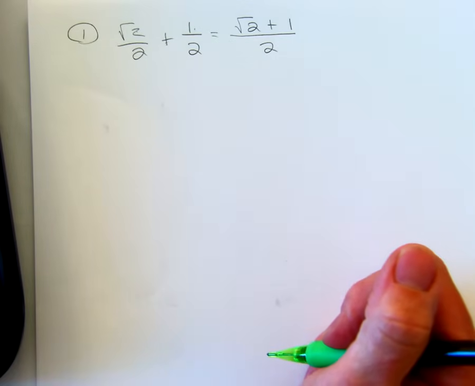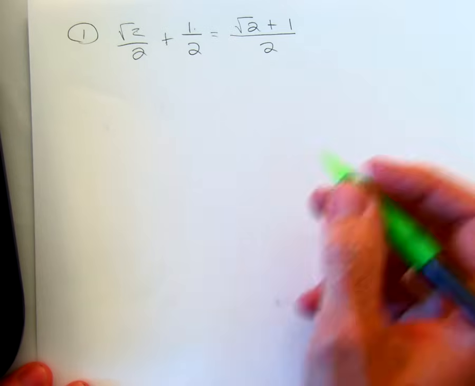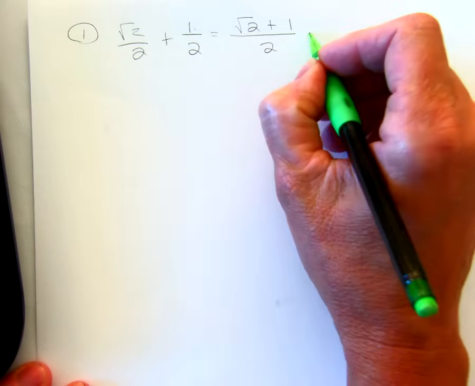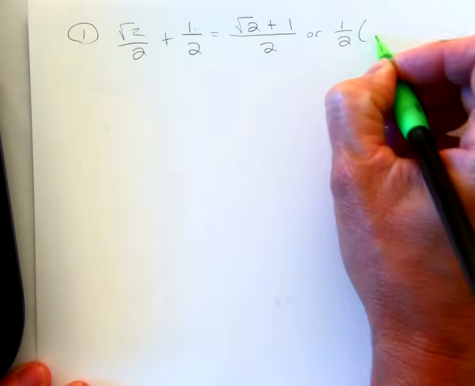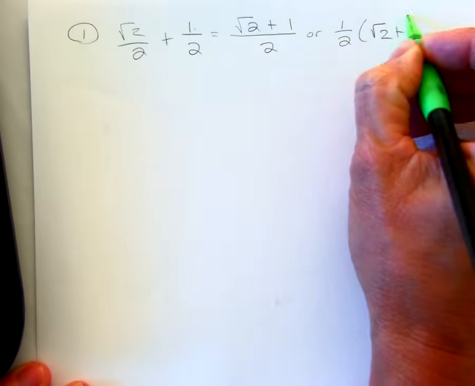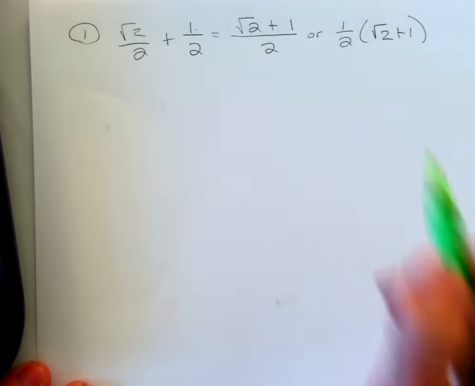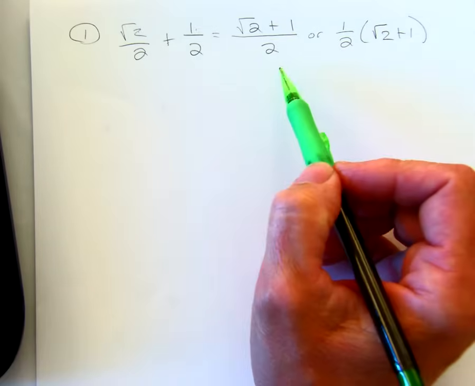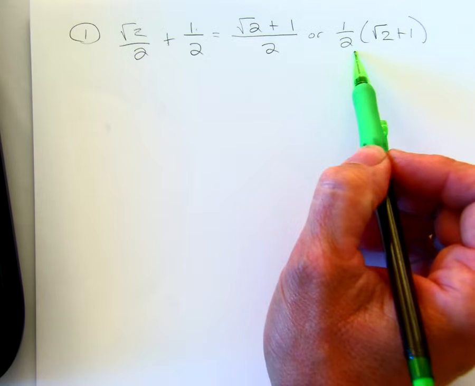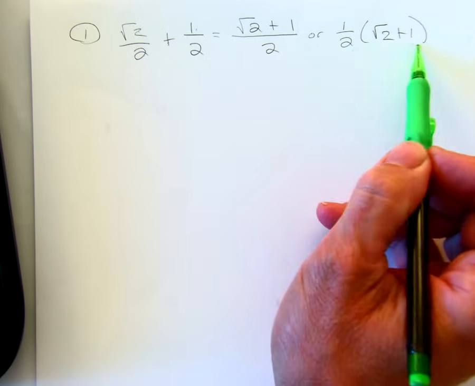Now, the thing is, if you look in the back of the book to check your answer, this is how they will write it. There's really a 1 in front here. They'll pull the 1/2 out, and they'll write it like this. These mean the same thing. You writing this answer is perfectly acceptable to me. But again, when you look in the back of the book, you'll see it written this way. So be aware of that.